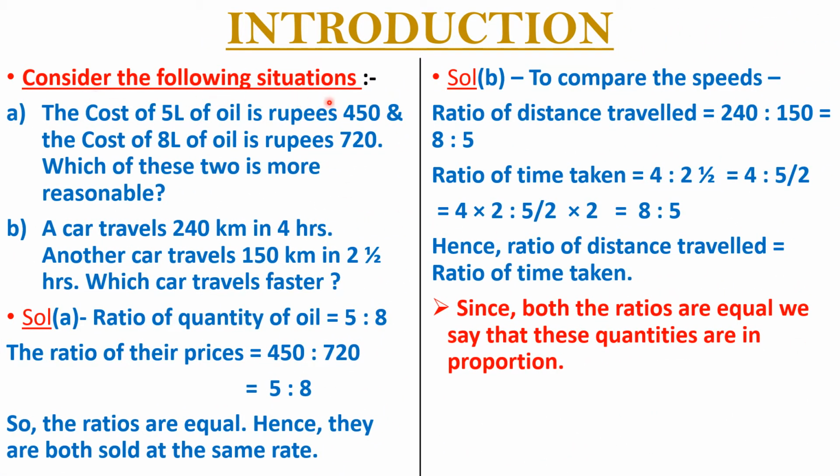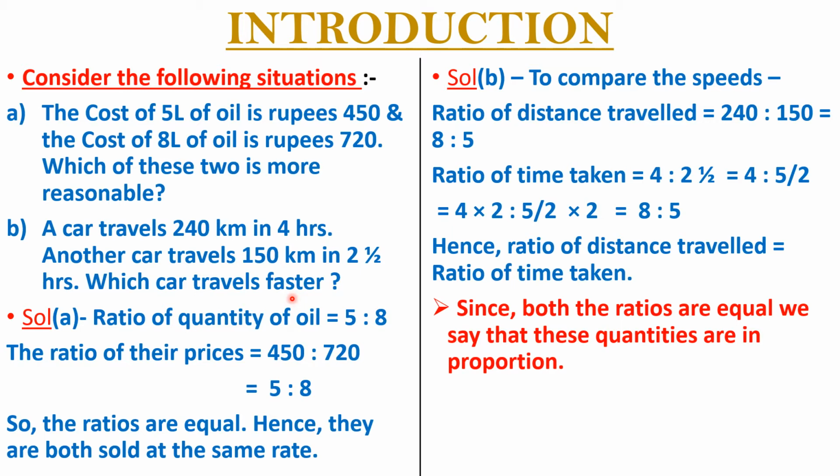Consider the following situations. A. The cost of 5 liters of oil is 450 rupees and cost of 8 liters of oil is 720 rupees. Which of these two is more reasonable? B. A car travels 240 km in 4 hours. Another car travels 150 km in 2.5 hours. Children, can you tell which car travels faster?